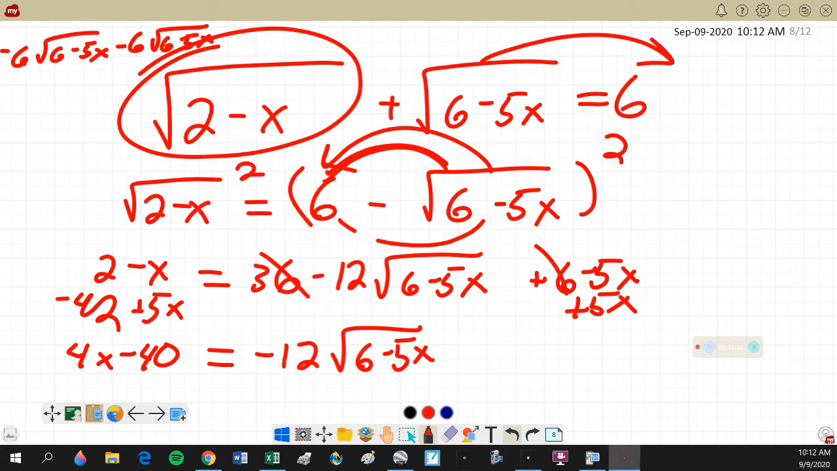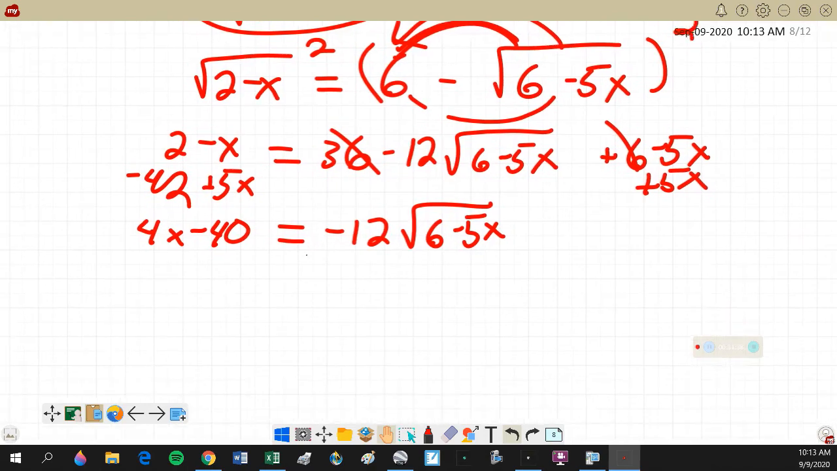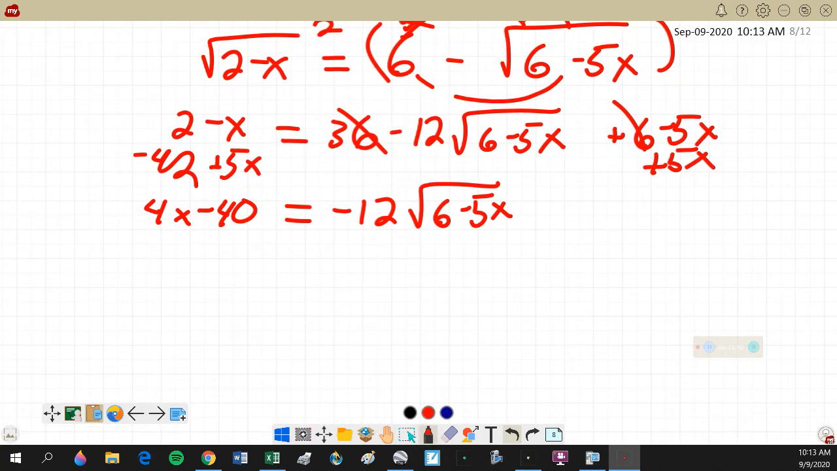Can I simplify it further? Yes. Should I divide by 12? No. Why not? That will give me a fraction. Will it still work? Yes, but it'll make things more difficult. Is there a factor I can divide by that won't give me fractions? 4. So divide by 4. Should it be a negative 4?